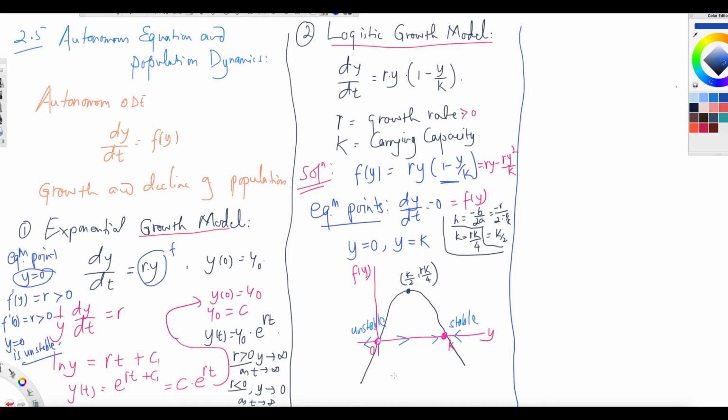So if you want to draw, you can say y star. For this equilibrium, we denote by star. y star equals 0 is unstable, right? And then y star equals k is stable. It is stable. Okay. Now, I want to draw the solution. I want to guess the solution. The solution will look like this, right?